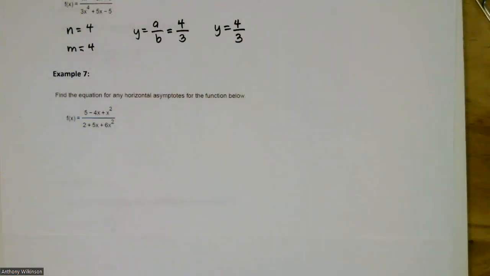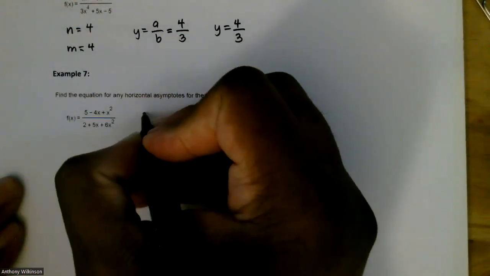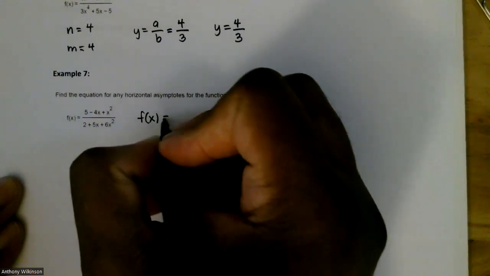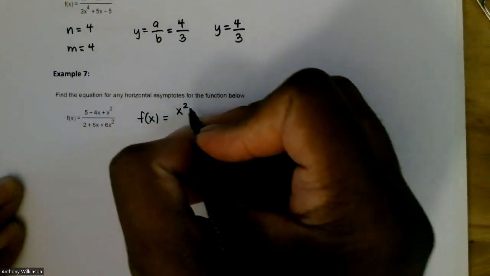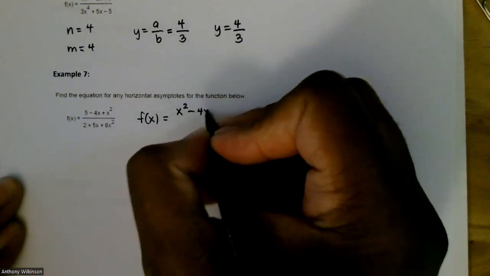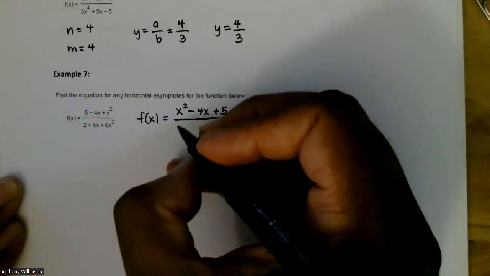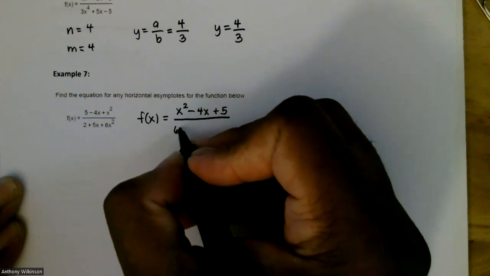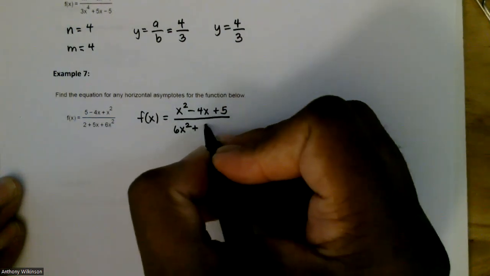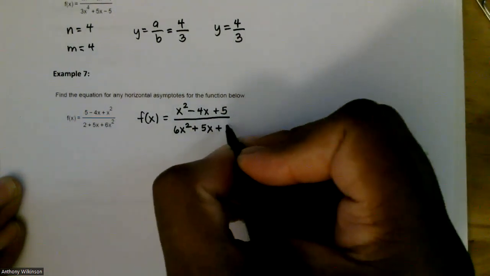All right, here's another example of finding the horizontal asymptote of this function f of x is equal to 5 minus 4x plus x squared divided by 2 plus 5x plus 6x squared. Now, if you want to rewrite this, you can rewrite this as f of x is equal to, now put the x squared first, and then minus 4x, and then plus 5. I'm just writing this in descending powers. The denominator, the same thing. Write that as 6x squared plus 5x plus 2.